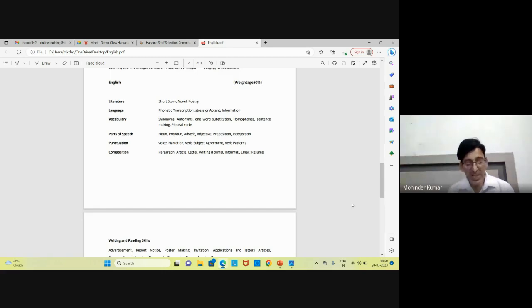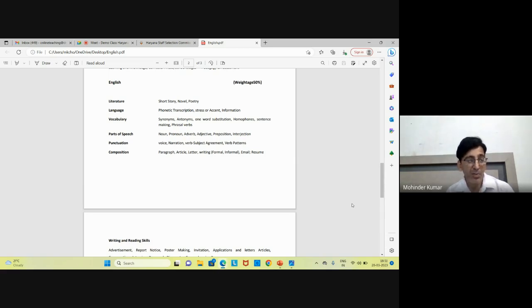Isn't it? Break means to break something. And the other, brake, means to apply a brake to the vehicle. That is called brake. Similarly, you must remember the difference between these words. So that is called homophones. Then we have sentence making, and we have the phrasal verbs. So that is your vocabulary. So it can be prepared. There's no problem at all in vocabulary.